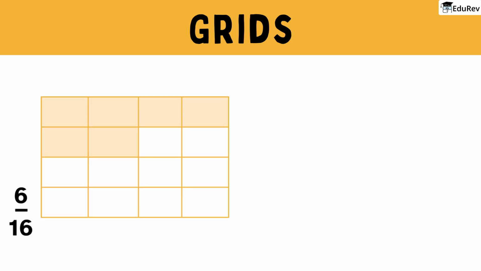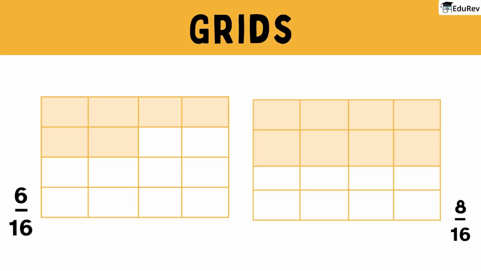Now that we know what a fraction is, let's explore it in a fun way using a grid. If I shade 6 boxes, the fraction is 6/16. And if we shade 8 boxes, we get 8/16. So grids help us see fractions clearly.